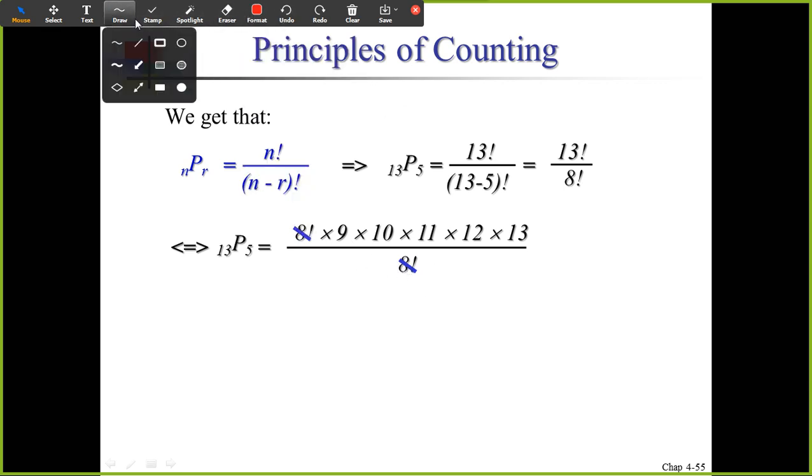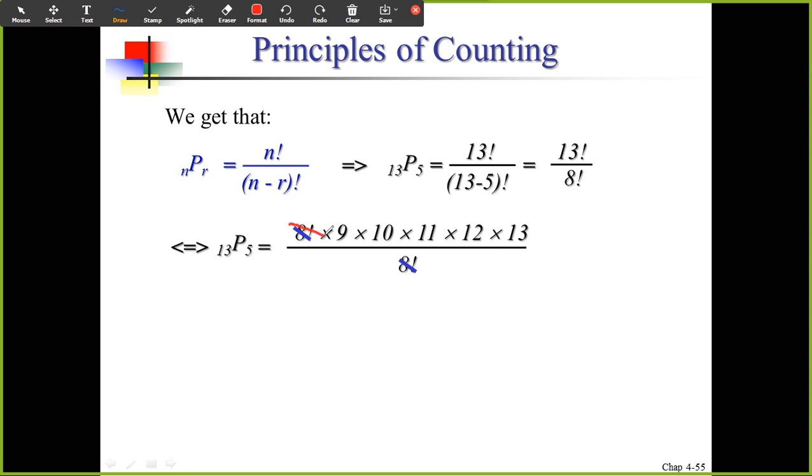I have a problem with some students. When they cancel, some students say that the result is 0. Okay, 8 factorial on top and 8 factorial below, they cancel, and they say we still have nothing, now 0. No, it's not 0, it's 1. It cannot be 0, it's still 1. Because 8 factorial multiplied by 1 is still 8 factorial. That's why it's not 0, it's 1. So what remains is 9 multiplied by 10 multiplied by 11 multiplied by 12 multiplied by 13. This is the number of arrangements with a height order.